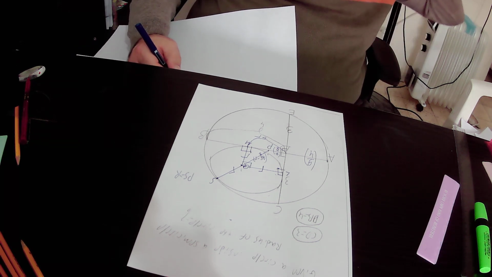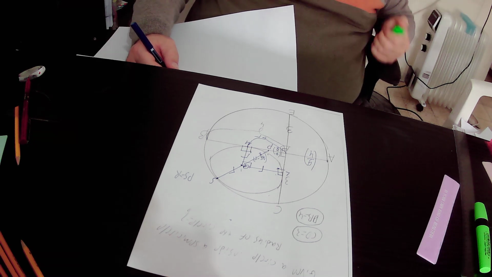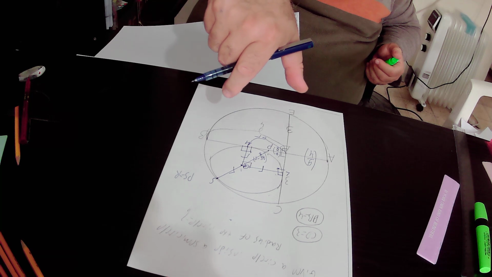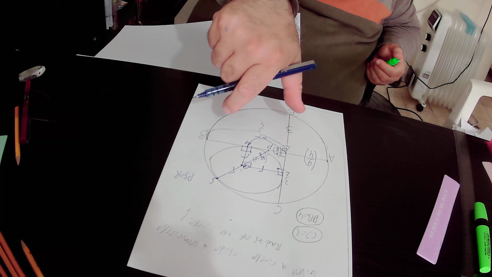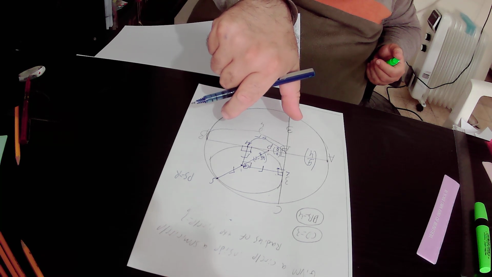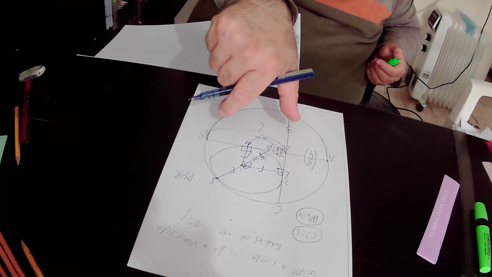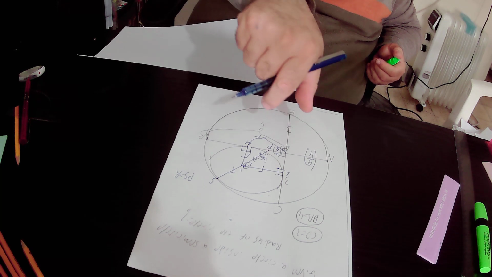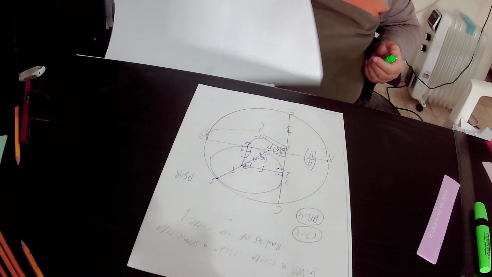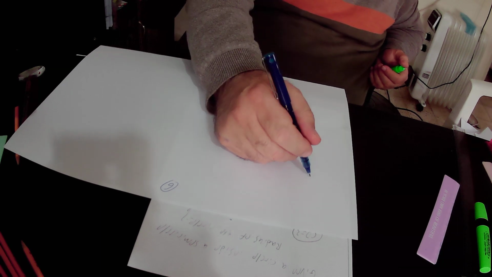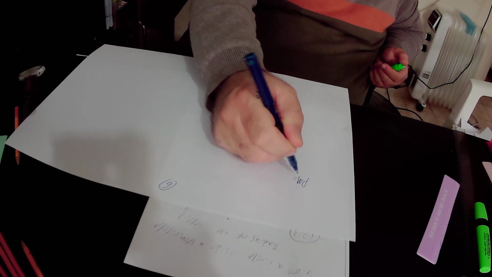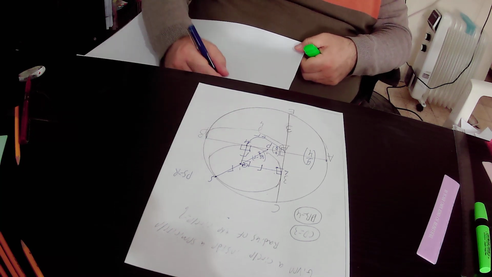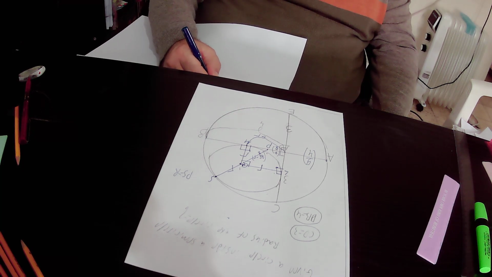The length of line segment PM will be equal to DM minus DP. PM equals DM minus DP.